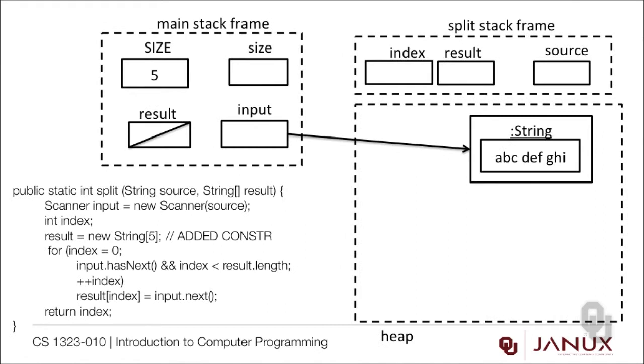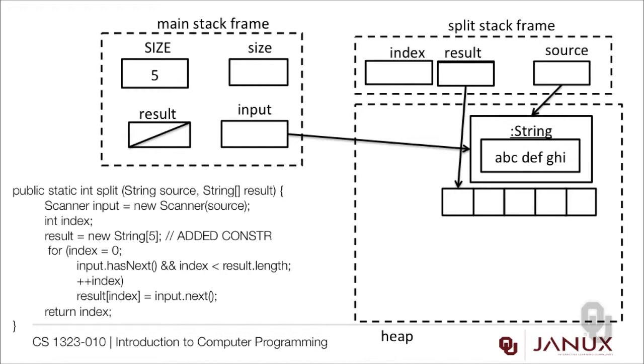Now let's take a look at what happens inside the split method. Notice the change here is that we've added a constructor for result. So we're passing in this null reference result, and then we're constructing a string. So there's the null reference that gets passed in for result, and source gets input from the main program. Now our scanner input is created from source, same as before, and now we construct our result array. So there is our 5-element array.